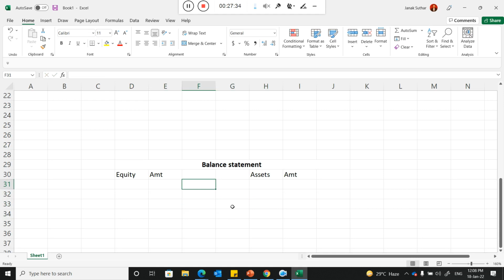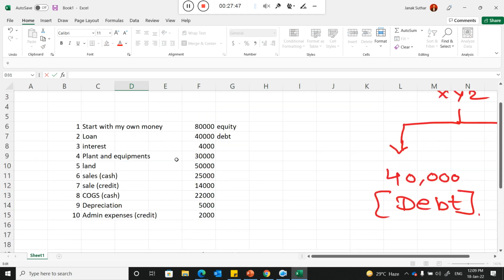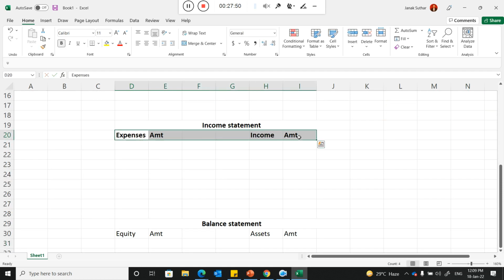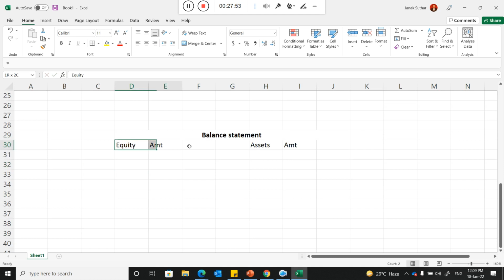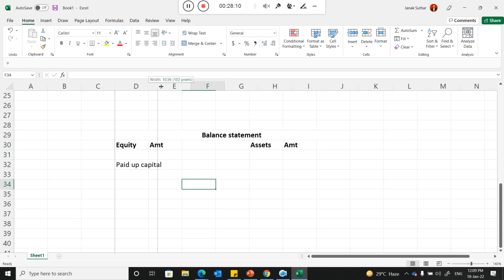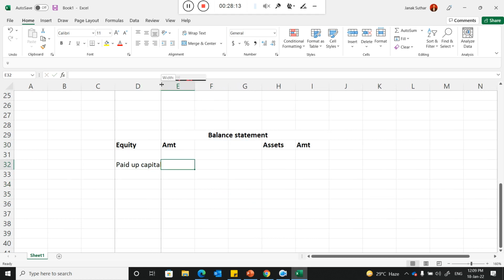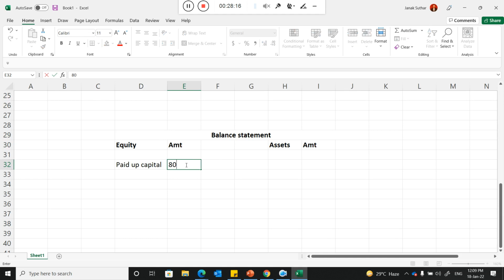Okay, I start making the balance sheet for my particular problem. The first point: how much paid up capital is there, meaning I have the equity, how much amount of equity I have. So I just write here the paid up capital. Just wait, before that I will highlight all this so you understand more accurately. How much capital I have, there is no interest and all that, so that is 80,000.